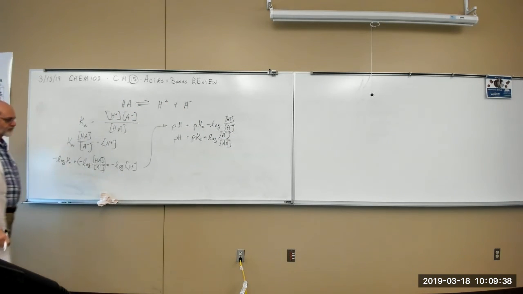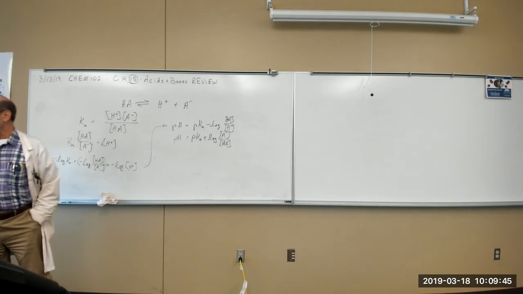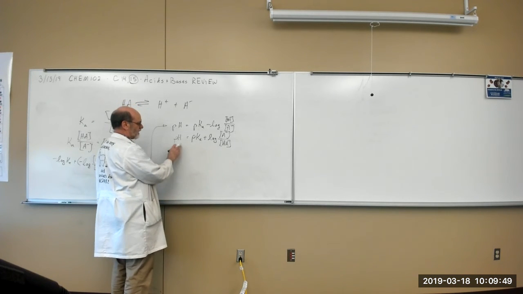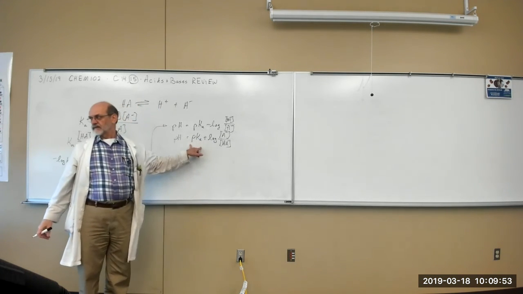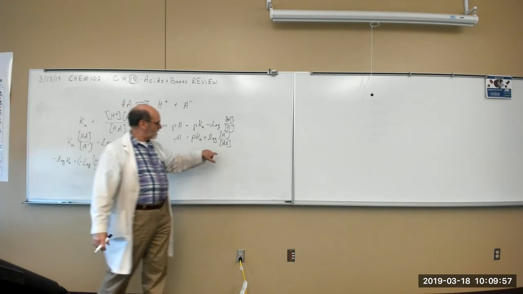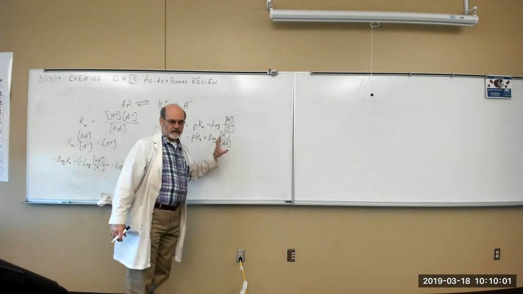That's Henderson-Hasselbalch. This is useful because all you need to know to find the pH is the pKa. If you have the Ka, just take the negative log of it. And then the ratio of these two is the important factor.